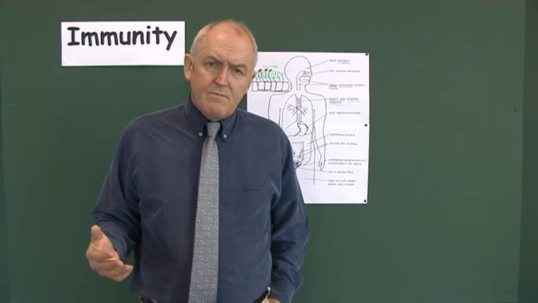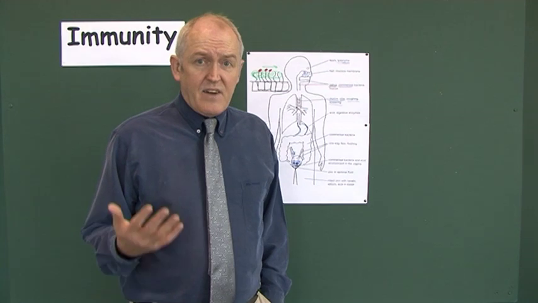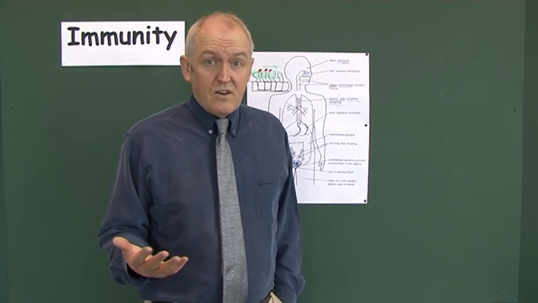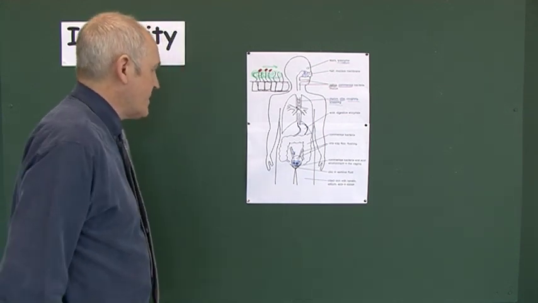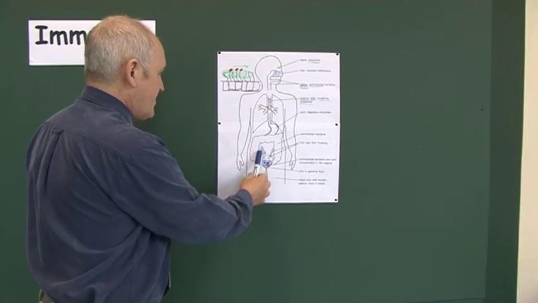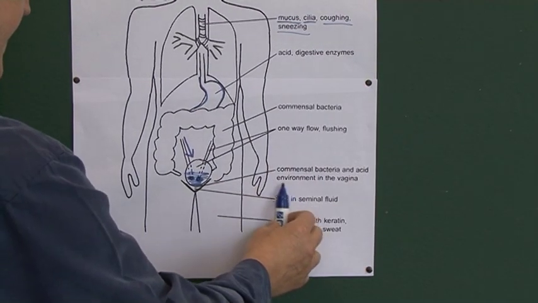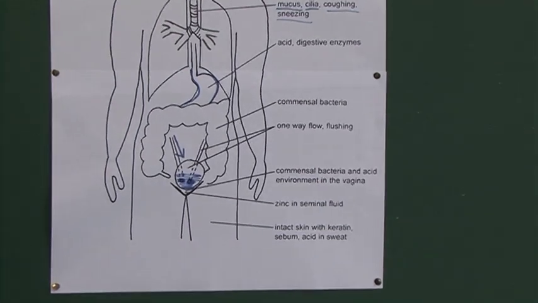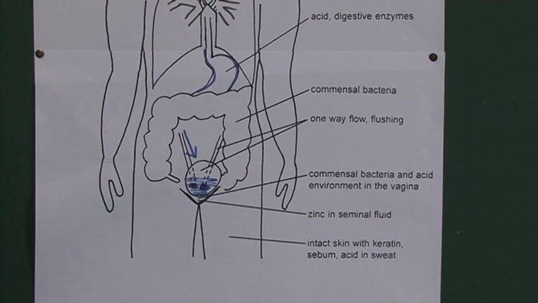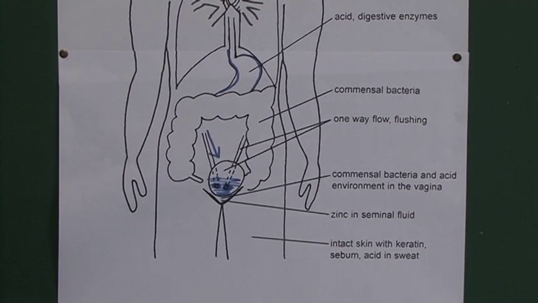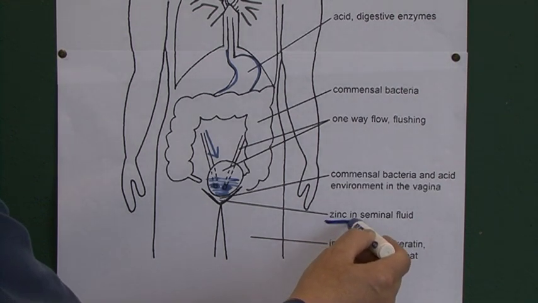But if a mechanism like the valve between the ureter and the bladder is not working properly, then it can have absolutely dire, life-threatening consequences. And we need to be aware of that. So we've got the one-way flow system. As we mentioned, we've got commensal bacteria and acids in the vagina. The vaginal environment is very acidic, and that helps to kill off bacteria, and it helps to kill off potential fungal infections. Apparently there's some zinc in seminal fluid which gives it antibacterial properties as well.